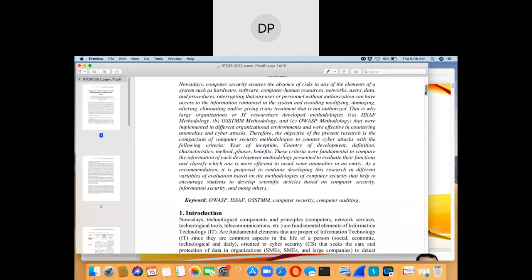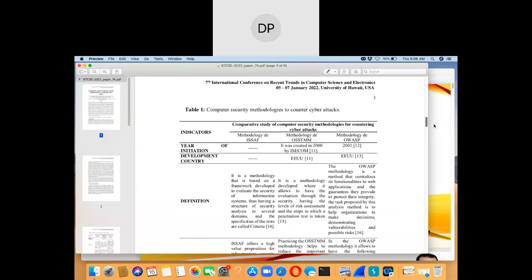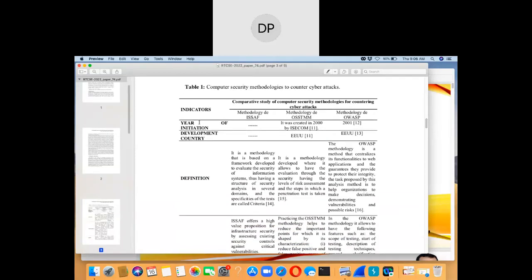When you see the pictures, it will be clear. So they make a table. They take indicators such as years of initiation, development country, and definition, and they have taken three methodologies: ISSAF, OSSTMM, and OWASP. The authors are trying to write the paper in English, but with a Spanish background, Spanish being their mother tongue. So they made a mistake: in place of writing methodology of ISSAF, they wrote methodology de ISSAF.